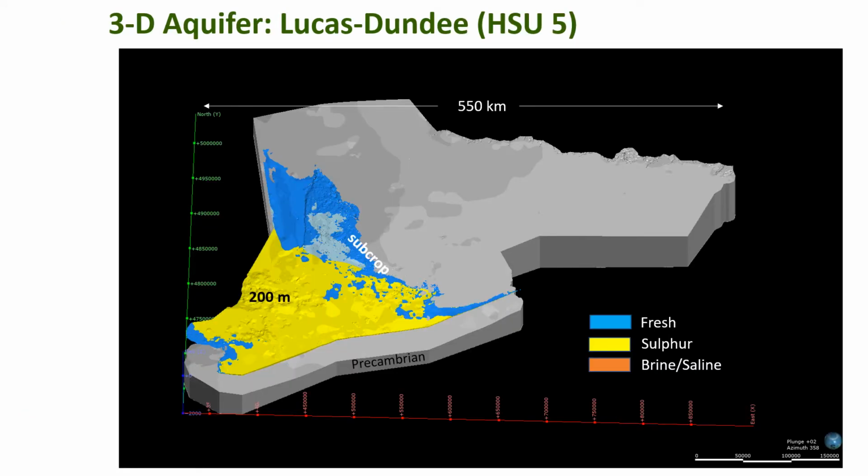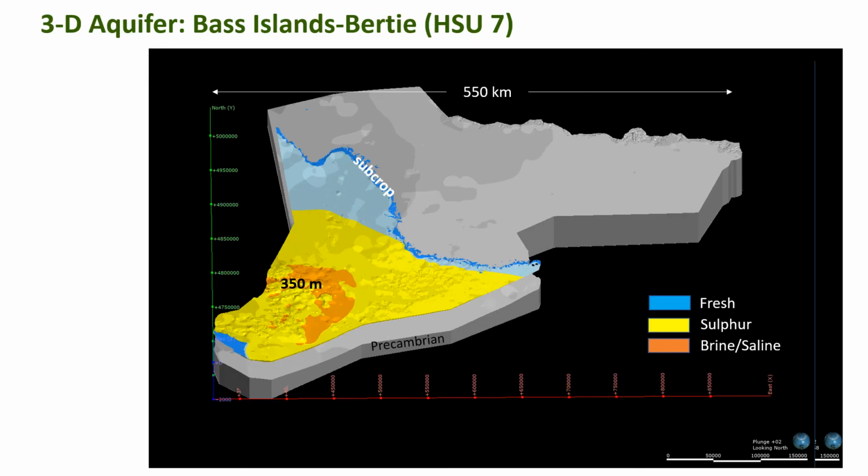These next 4 slides show the principal groundwater aquifers in the bedrock. Each of them shows a gradation from saltwater brine through sulfur water to freshwater, going from the deepest parts of the subsurface to subcrop. This first one is the Lucas-Dundee aquifer. This slide shows the Bass Islands-Bertie aquifer going from about 350 meters depth to subcrop.